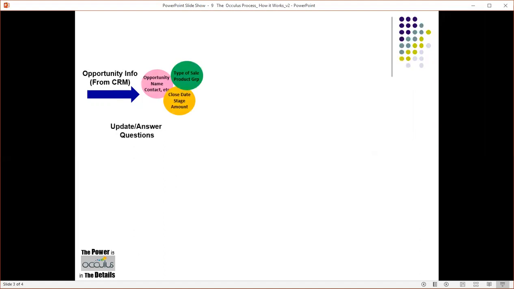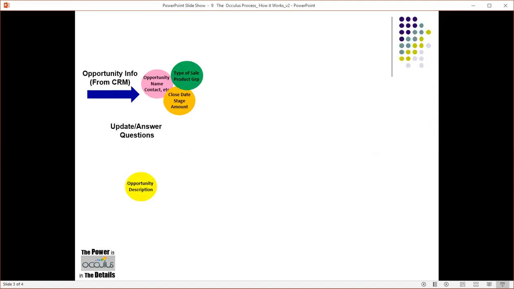From there, we go to updating the information that Occulus requires to analyze the opportunity. And the first thing we look for is the opportunity description. And what we're trying to determine here is, is it real? Is this a real opportunity? Because if it isn't, everything you do from this point on is a waste of time.